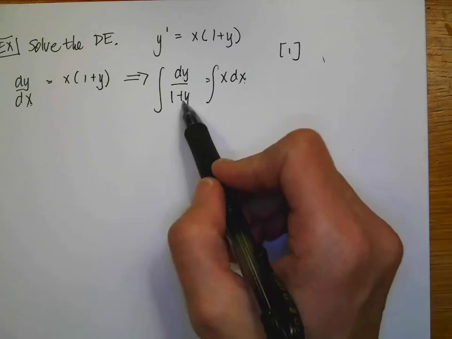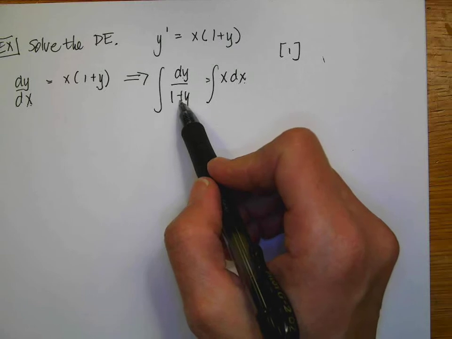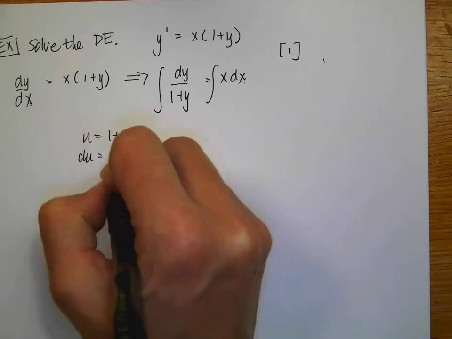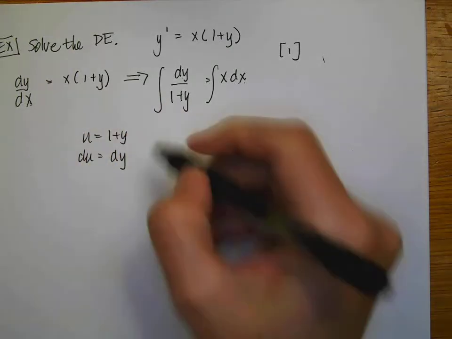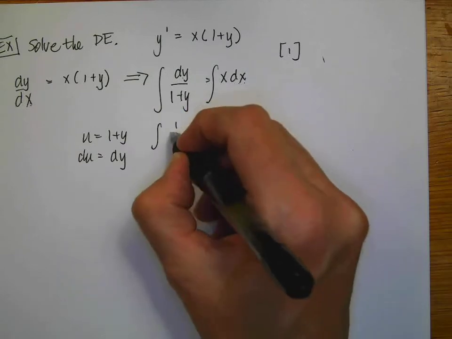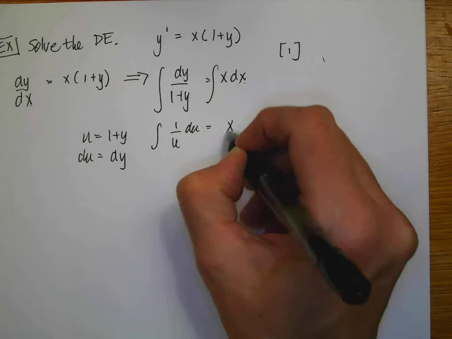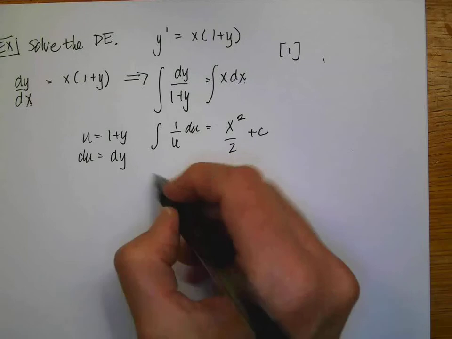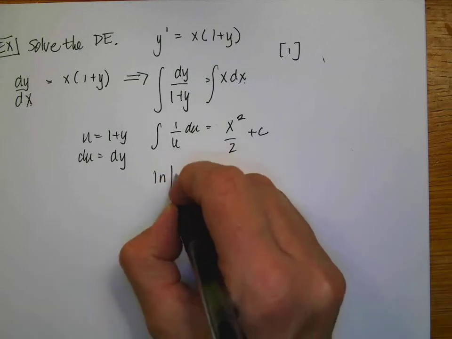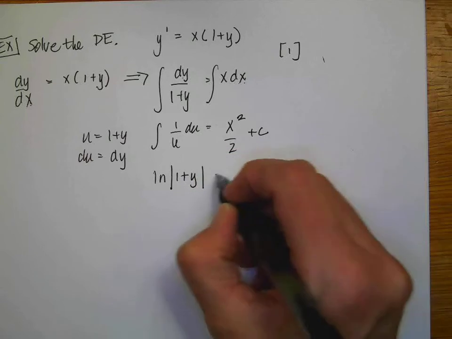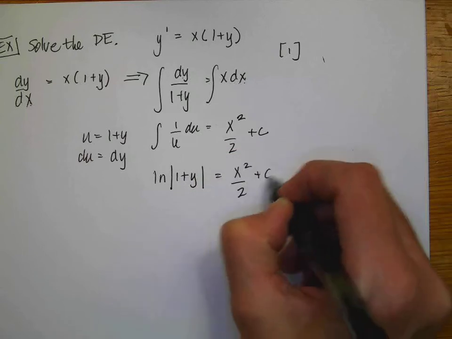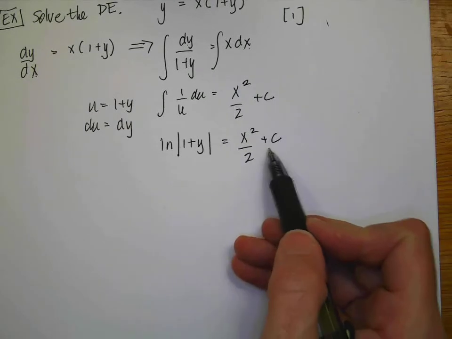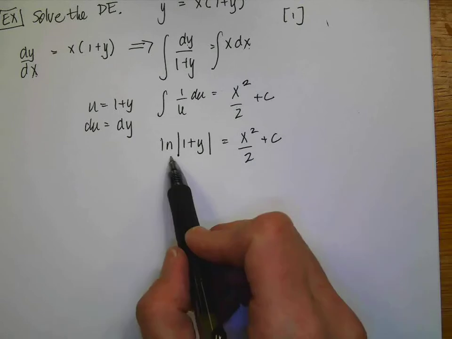So now I'm going to do u substitution on the left. So my u is going to equal 1 plus y. My du is dy. So then my left-hand side becomes 1 over u du, and this is x squared over 2 plus c. When I integrate the left-hand side, I get the natural log absolute value. I'm going to go ahead and substitute my u back in. And yes, I would get a constant on the left-hand side, but I'm just going to write one constant because a constant is a constant. Okay?